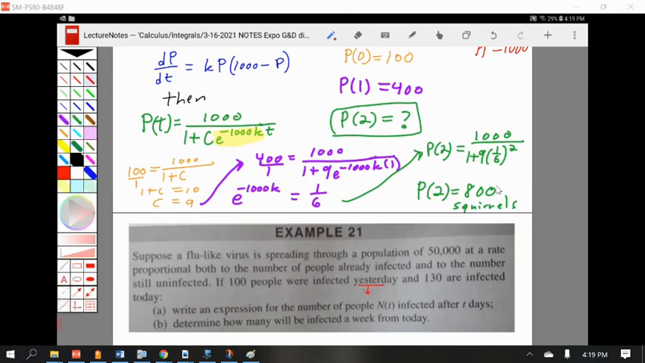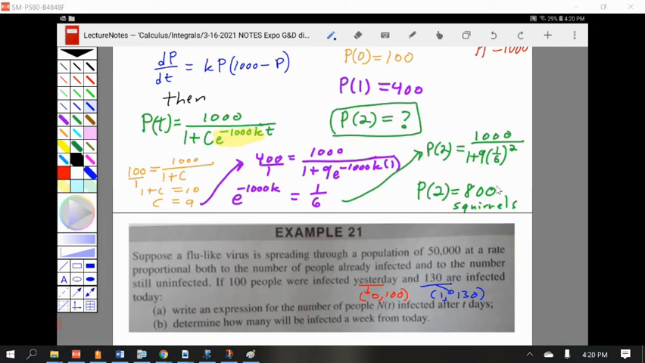Yesterday is 0, 100. Then what is today? Today, right, is 1, 130. Okay? Because they're going to ask you in part B, determine how many people will be infected a week from today. So a week from today is what time value? A week from today. Today is 1. What is a week from today?